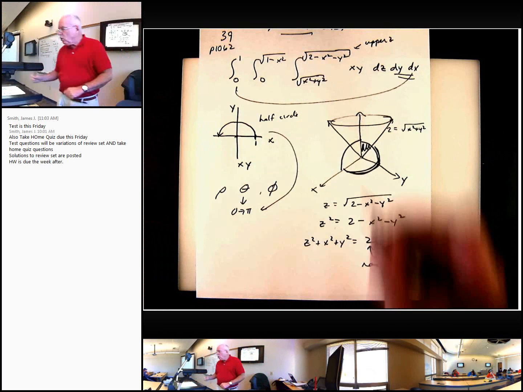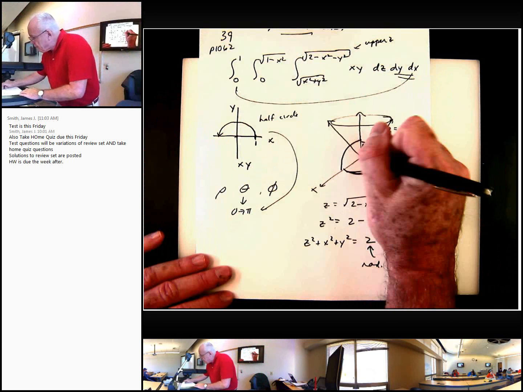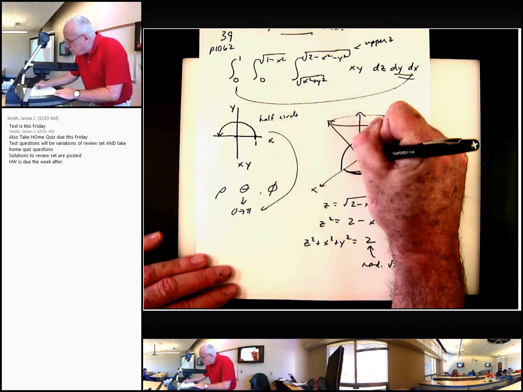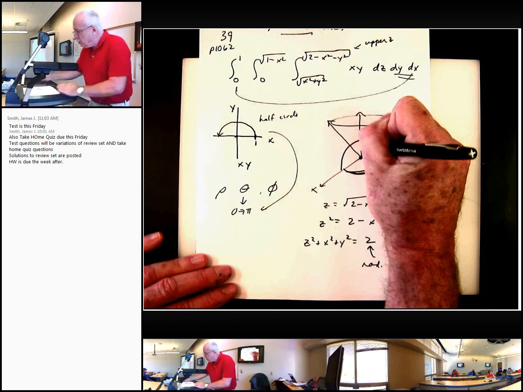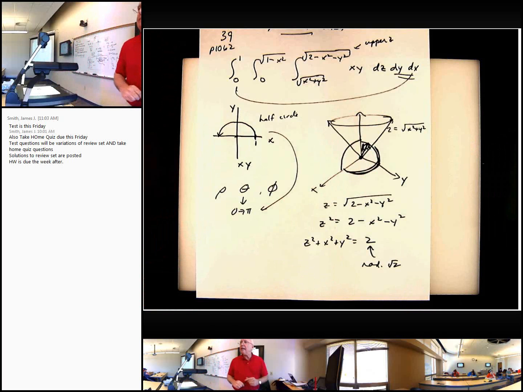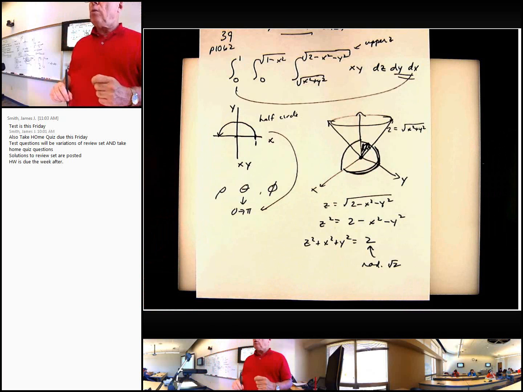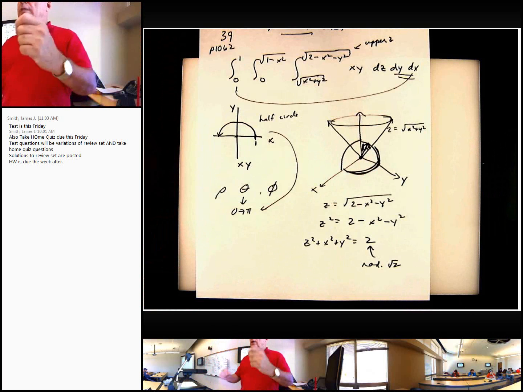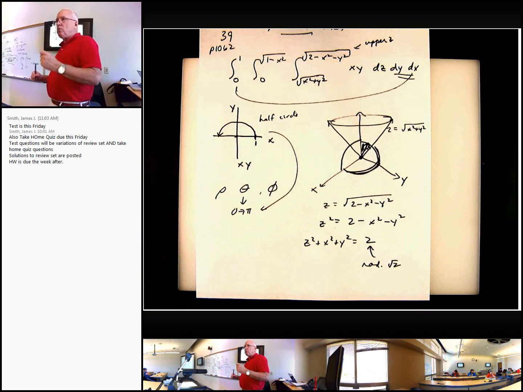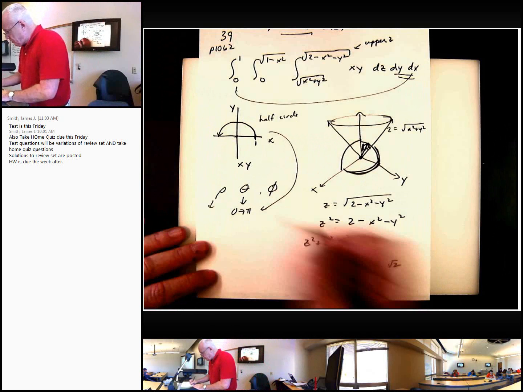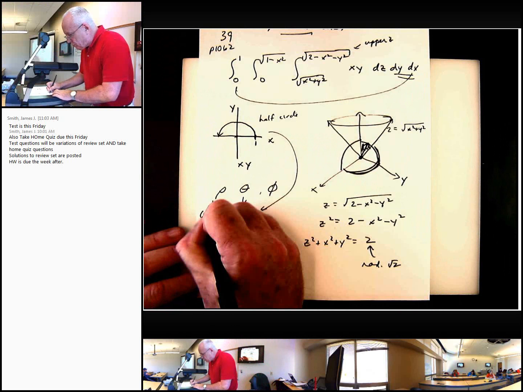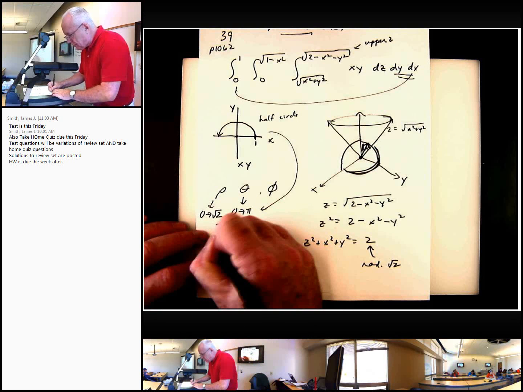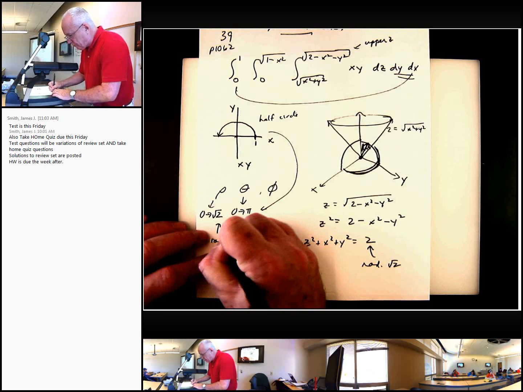Now, rho is going to be from the origin all the way out here to the boundary of that sphere. All right? So what's the maximum distance there for rho? It's the square root of 2. It's the radius of the sphere. So it goes from 0 to the square root of 2. That's the radius of the sphere.